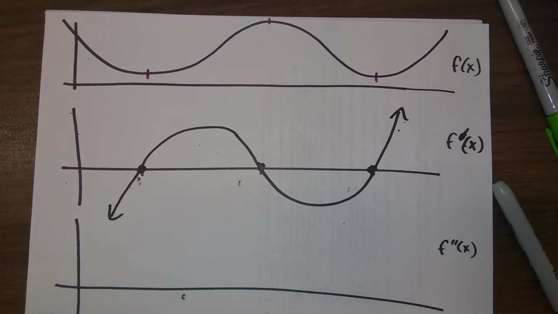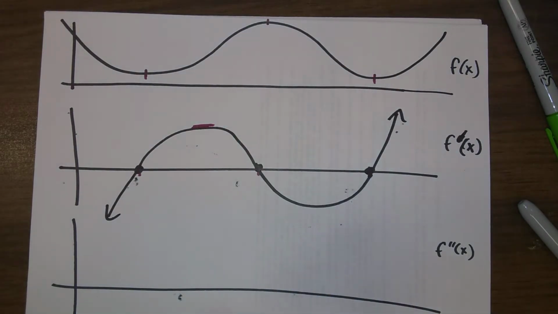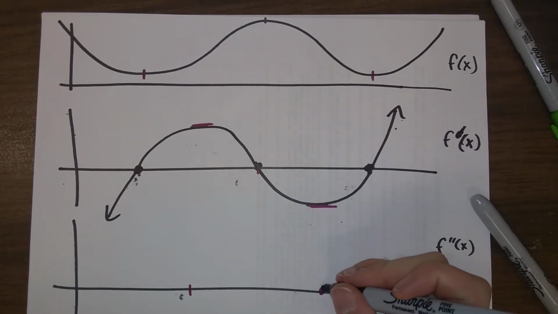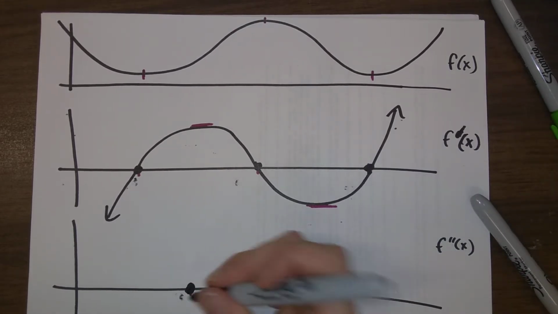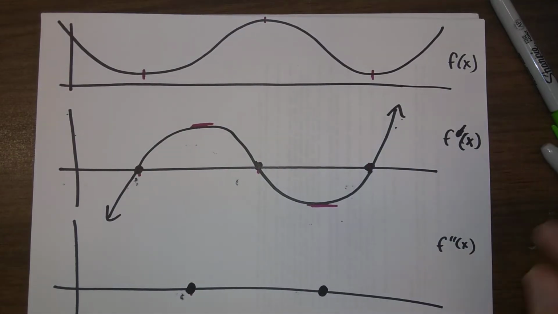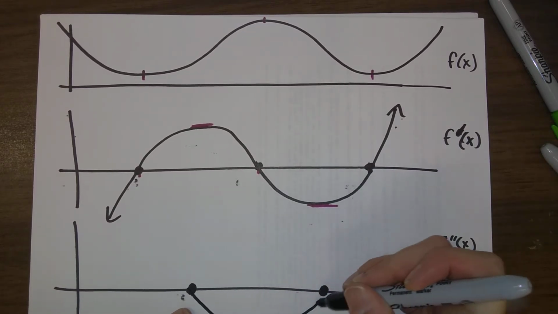Now, we can sketch out f double prime of x by doing the exact same thing. So there is a critical point of f prime of x, so we know f double prime of x has to be 0. Here is another critical point of f prime of x, so at the same point, f double prime of x has to be 0. And between the two critical points of f prime of x, our f prime of x is decreasing, so f double prime of x needs to be negative.